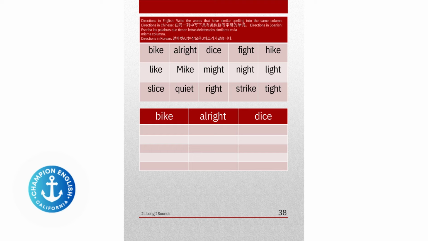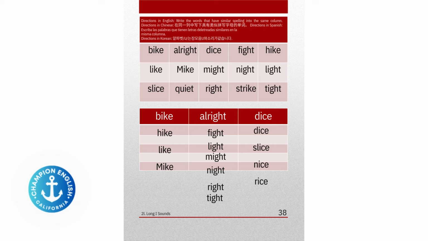So 30, 29, 28, 27, 26, 25, 24, 23, 22, 21, 20, 19, 18, 17, 16, 15, 14, 13, 12, 11, 10, 9, 8, 7, 6, 5, 4, 3, 2, 1, and 0. Okay, students, time is up. Please go to the next page to see the correct answers for your long I sounds.